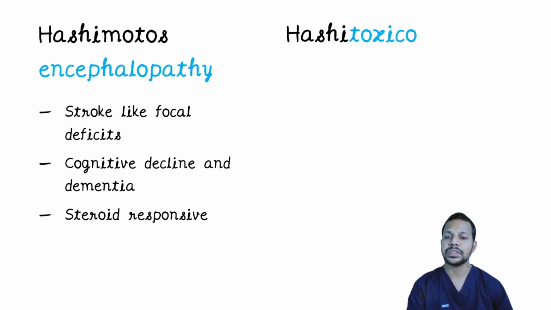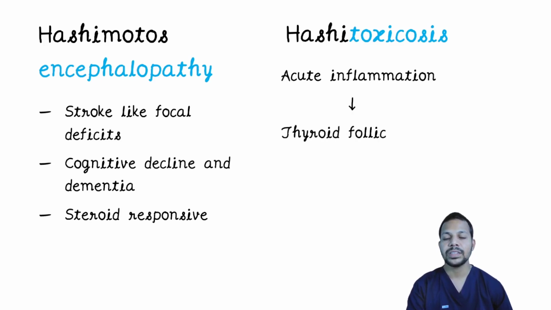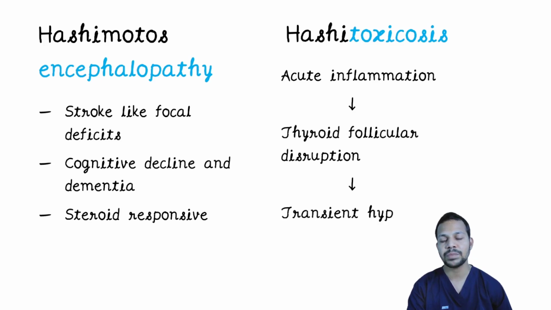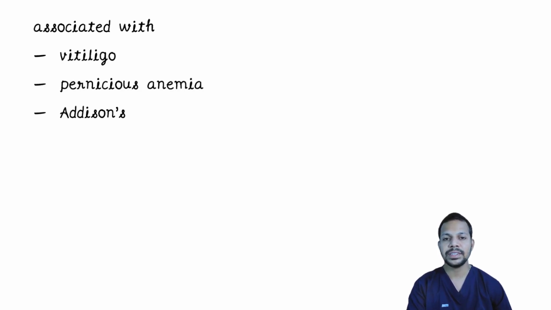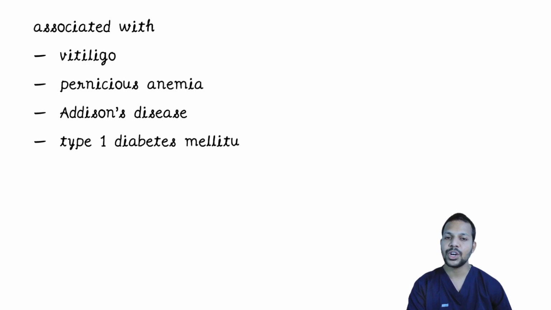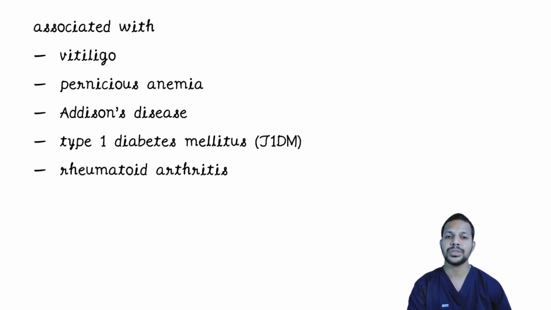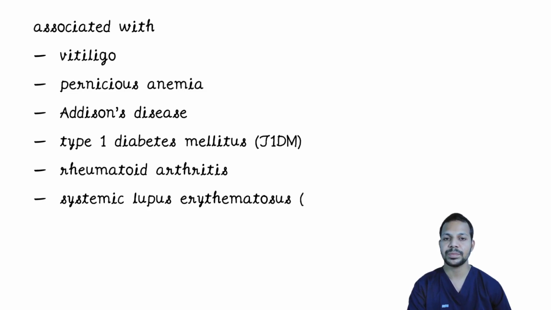Another term is hashitoxicosis. We encounter a transient hyperthyroidism when the patient is having acute inflammation. That we call hashitoxicosis. This results because of the thyroid follicular disruption and abnormal release of T3 and T4 during the times of inflammation. This autoimmune disorder is commonly associated with various other autoimmune disorders as well. Just to name them, some of them are vitiligo, pernicious anemia, Addison's disease, type 1 diabetes mellitus, rheumatoid arthritis, systemic lupus erythematosus, and myasthenia gravis.